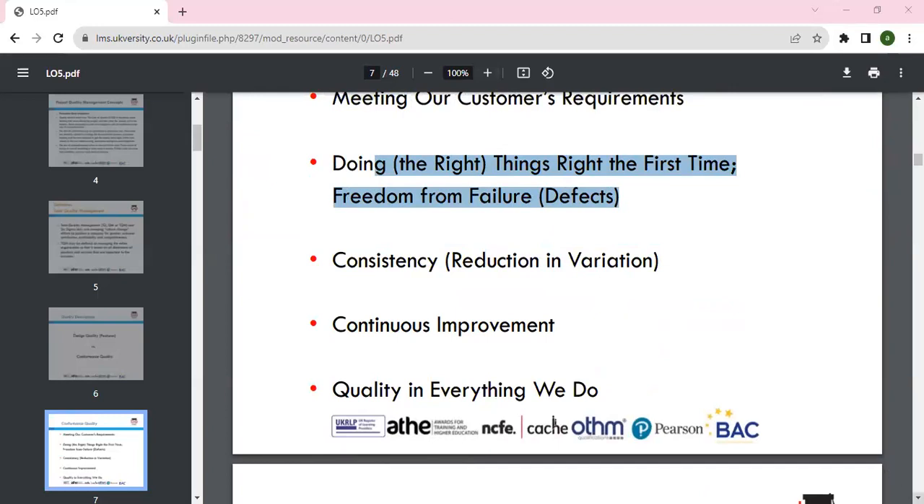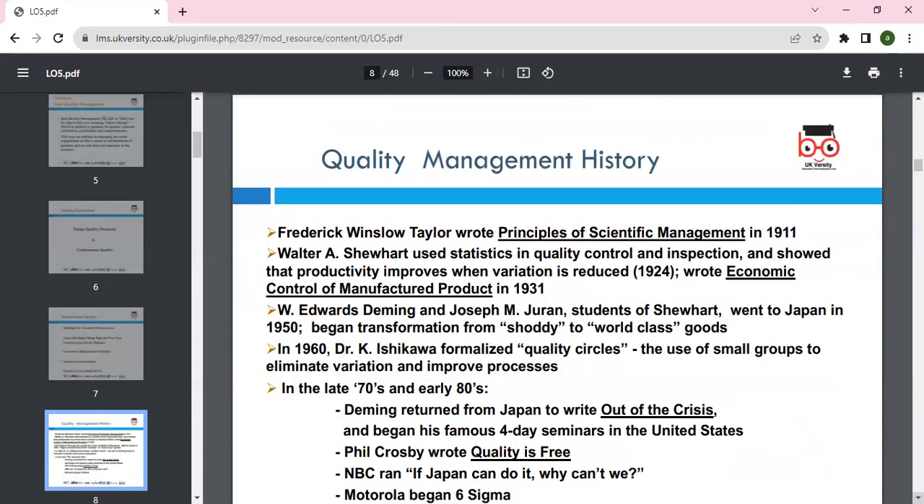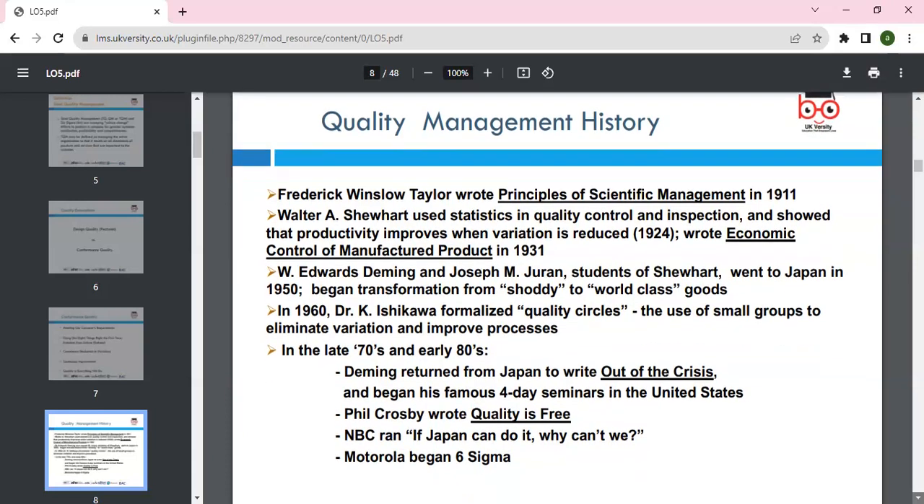Quality in everything. Quality management has a lot of history behind it. Frederick Winslow Taylor, basically, gave the scientific school of thought. He is known as the father of scientific management. He mentioned more about the piece rate and quality work. He discussed that people need to be closely monitored for higher productivity and world class goods.